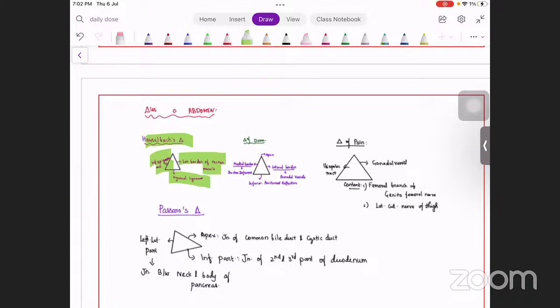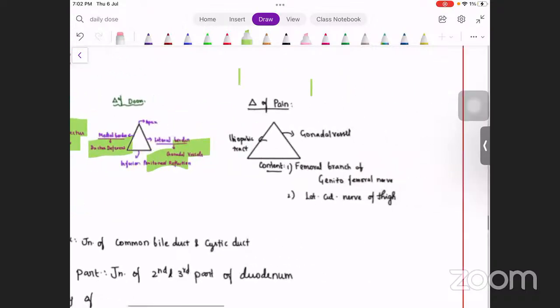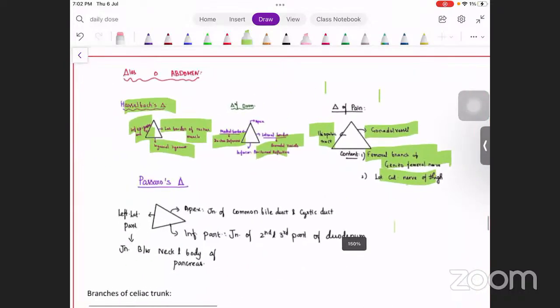And then you have the triangle of doom: apex, medial border, lateral border, and inferior border. The lateral border is formed by the gonadal vessels, the medial border by the ductus deferens, and the inferior border by the peritoneal reflection. Then you have the triangle of pain, where the medial border is the gonadal vessels and the lateral border is the iliopubic tract, and the contents are the femoral branch of the genitofemoral nerve and the lateral cutaneous nerve of the thigh.